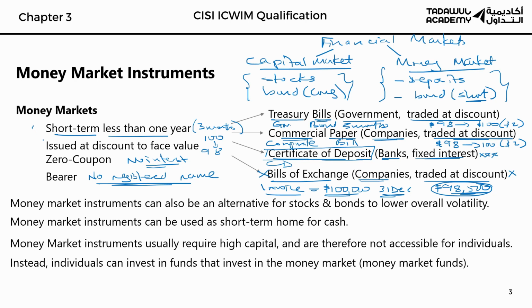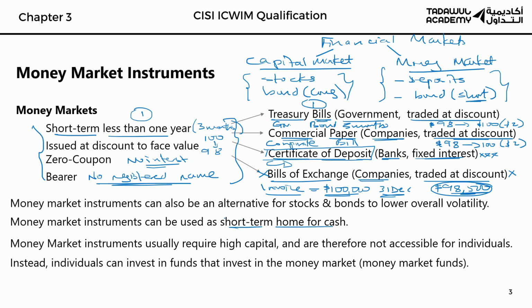These characteristics of money market is a popular area in the exam. You always get a question on the characteristics and a question on different types of money markets. Money markets are known to be safe, liquid, but they bring low returns because they have low risk. They are usually used as a short-term home for cash.